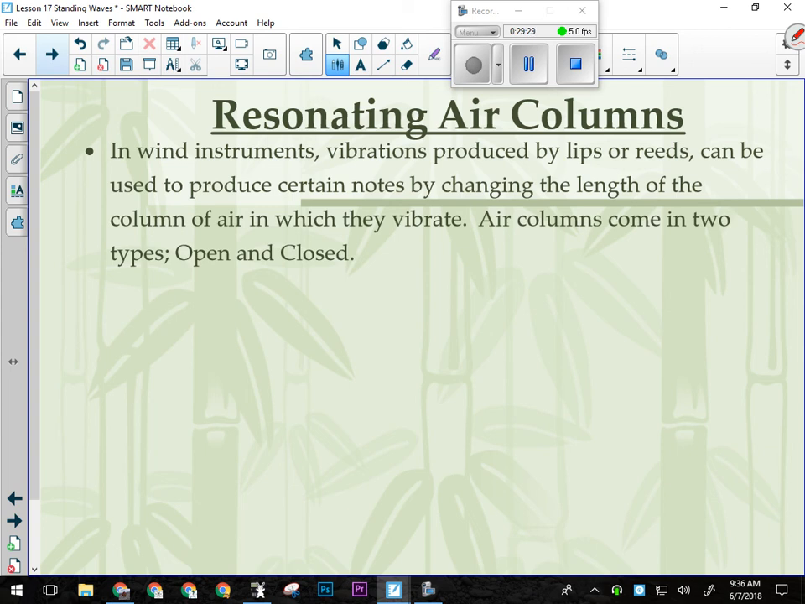So when they slide it out and then slide it back in, they're very clearly changing the length of the resonance tube in order to produce different notes. Okay. All right. So there's two different kinds of air columns. There's open air columns and closed air columns. Most wind instruments are an open air column. That is, they are open at essentially both ends.